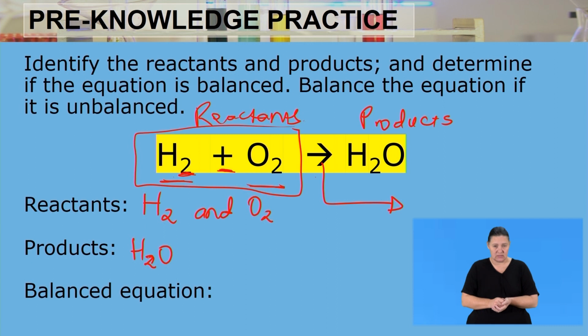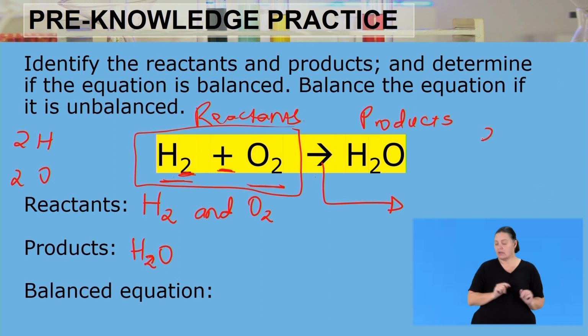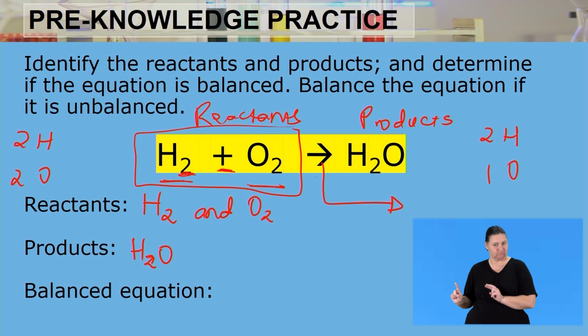So let's see. On the reactant side, we have 2 hydrogens and 2 oxygens. The subscript tells us how many atoms we have of that particular element. On the products side, we have 2 hydrogens and 1 oxygen. We're seeing that there is an imbalance of oxygens: 2 on one side and 1 on the other. So let's balance the equation. We first start by rewriting the equation: H2 plus O2 reacting to form H2O.